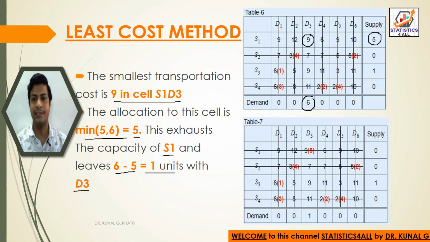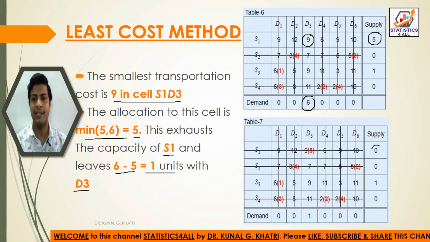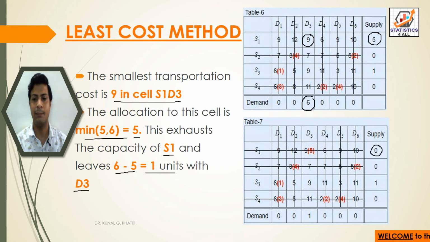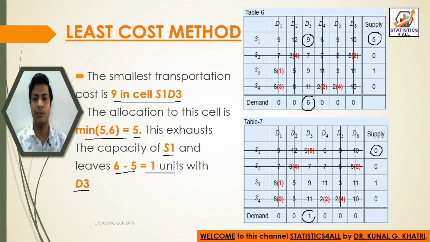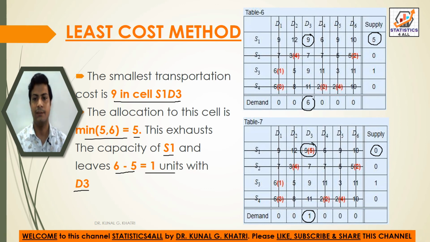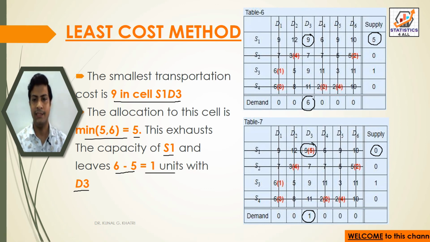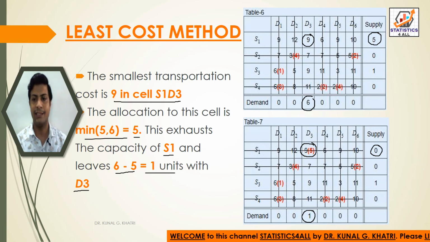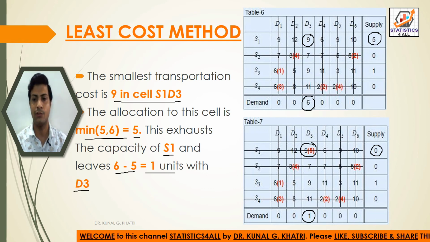So here we can see that here in first row 5 minus 5 is 0, that is in table number 7, and 6 minus 5, that is equal to 1, as we allocate 5 in S1D3, that is first row third column. Now we can see that your supply is 0, so we cut first row.